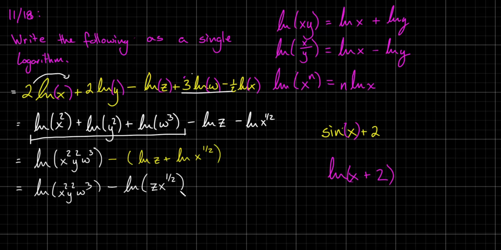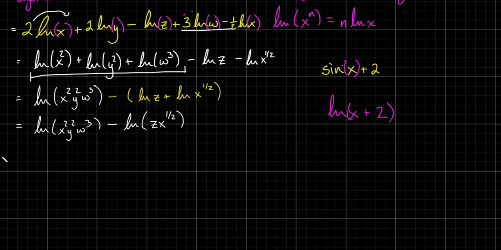Now, from here, if I see subtraction between them, same question. Where does the division happen? In the argument, which means right now we're all the way down to 2 logs. Can we make it just 1? This is the natural log of, what's my numerator? X squared y squared w cubed. And we're dividing by what, Casey? Good. Or z root x, if you'd rather keep it as a radical.